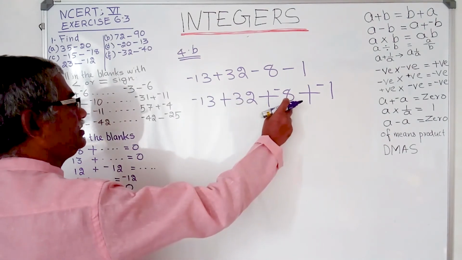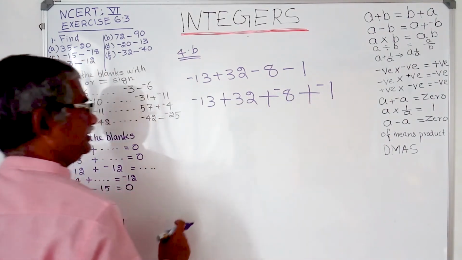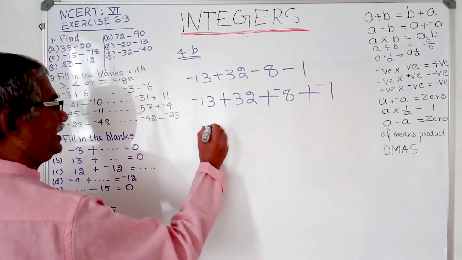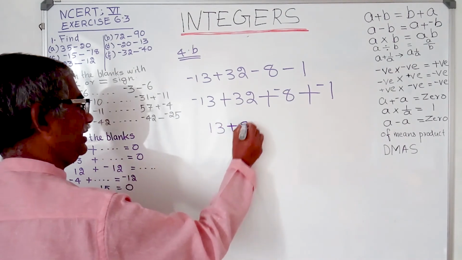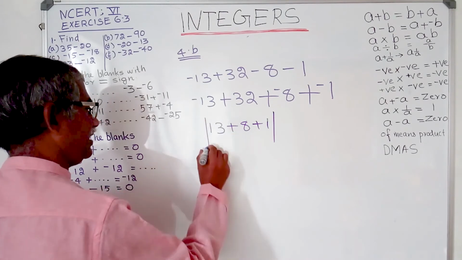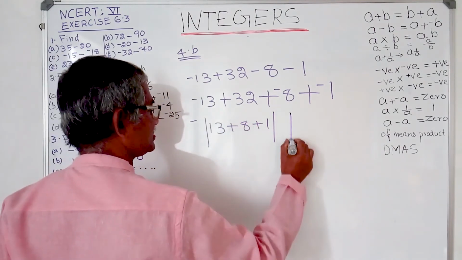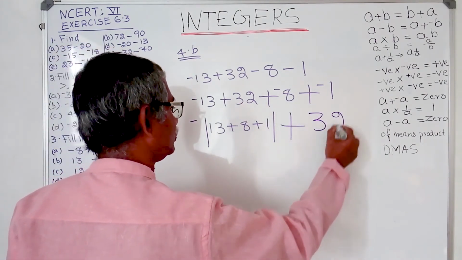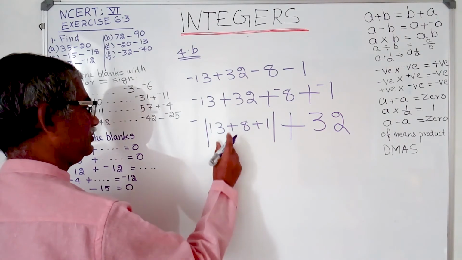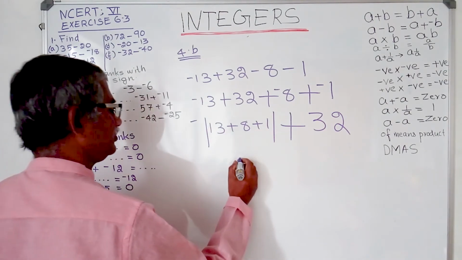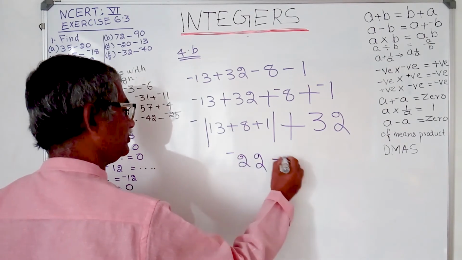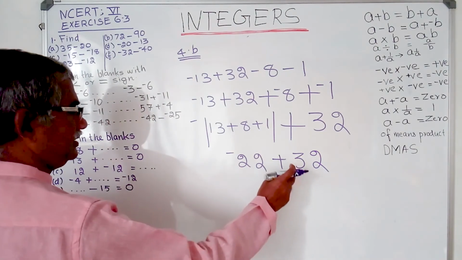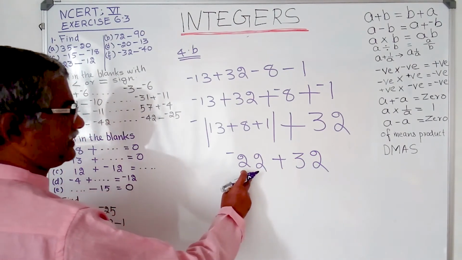13 plus 8, 21, 21 plus 1, 22. Anyway, we can add all the negatives together. What are we getting? 13, 8, 1, all these are negative, plus 32. Here, what is the value? 13 plus 8, 21 plus 1, 22, negative. 32, positive. Just using common sense: 32 more, 22 less, difference 10, positive 10.